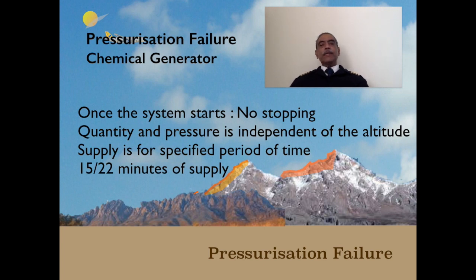And depending on the system, the supply is for a specific period of time, which is specified. For example, for some aircraft, 15 minutes or 22 minutes of supply is possible with aircraft full load or full passengers. So that is the salient feature of the chemical generator oxygen systems, which means the limitations of such a system are going to be much more stringent. Therefore, we are going to learn about this in a little bit greater detail.